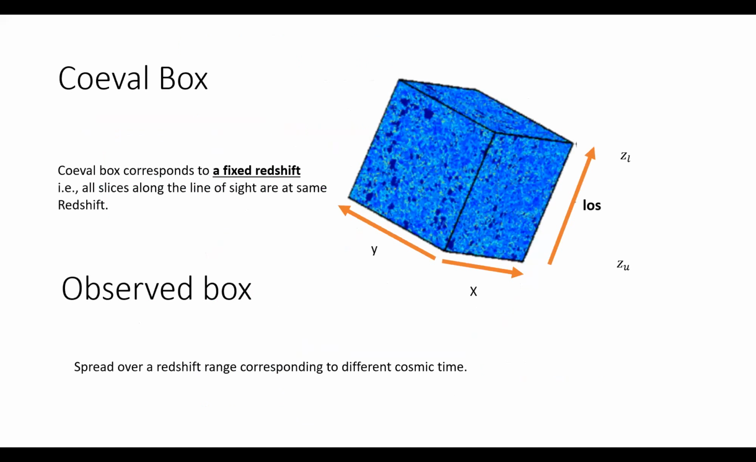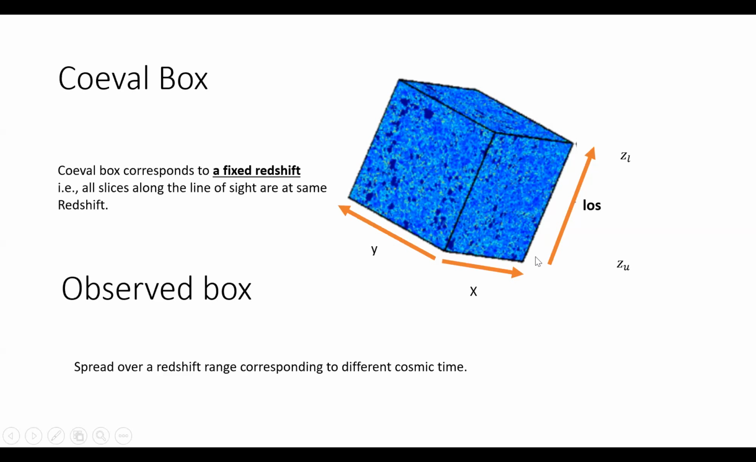Right. Now, as you realize, at the end of your simulation you have a 3D box that gives you delta T_B, but all those boxes are simulated at one particular redshift. You have the x-axis, the y-axis, and the line-of-sight axis, but the entire line of sight is simulated at one fixed redshift, and that is called a coeval box. However, if you observe a 3D volume, your box is not at one particular redshift. It has a spread in redshift.